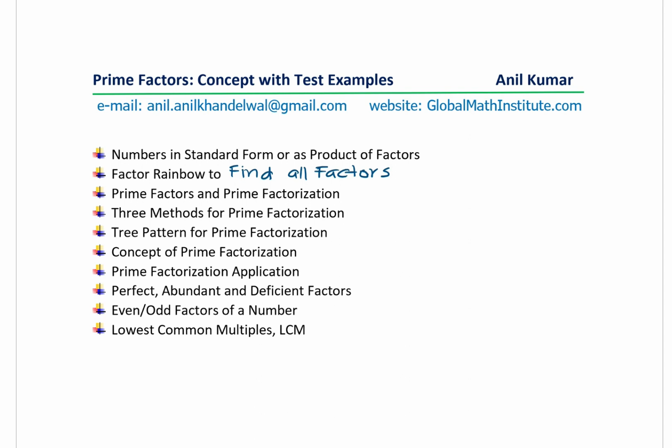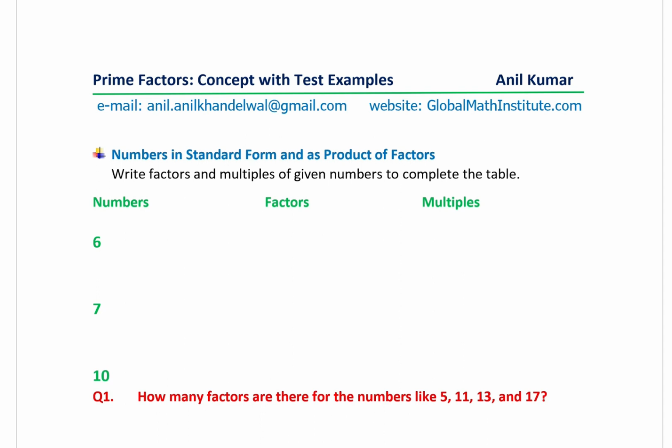Let's begin with examples and see what is a factor and how to get factors of a number. The very first example here is to understand numbers in standard form and as product of factors. So any number can be written as product of two or more numbers. So we will now consider this particular question, which says write factors and multiples of given numbers to complete the table. So 6, 7 and 10 are the numbers given to you. You need to write factors and multiples of 6.